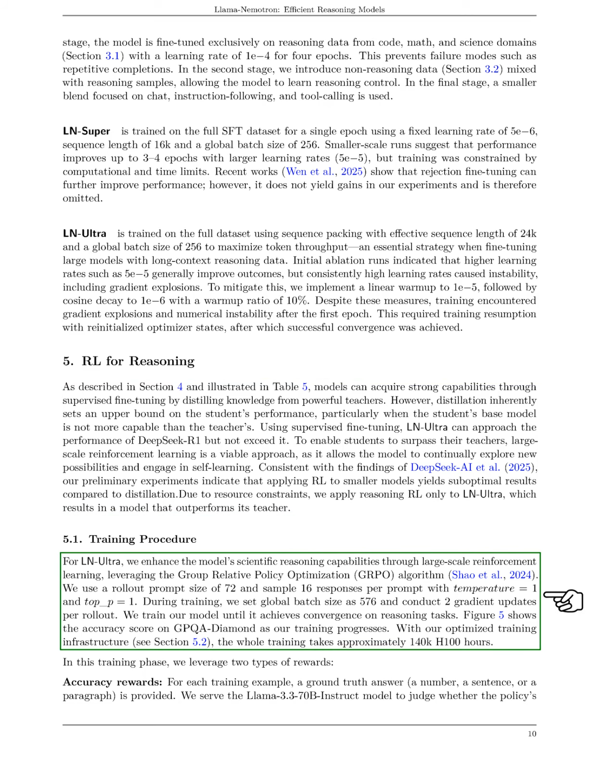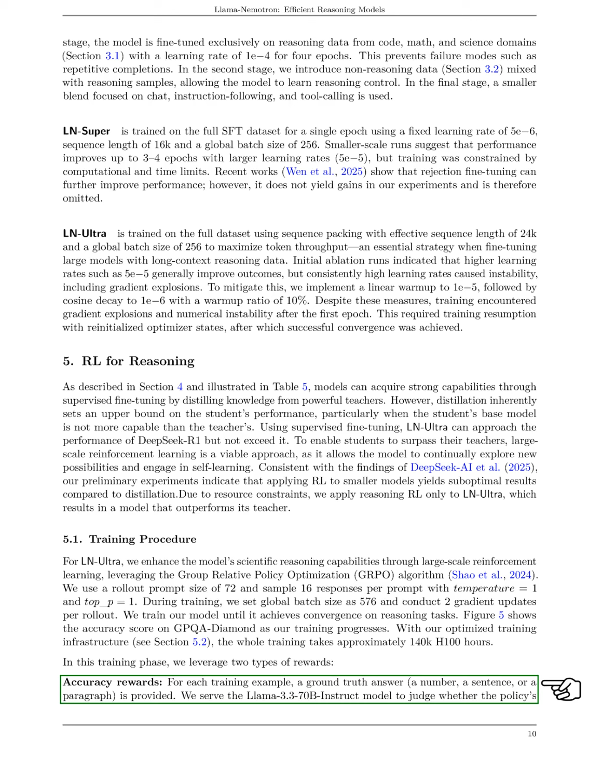For Llama Ultra, we enhance its scientific reasoning skills using large-scale reinforcement learning with the Group Relative Policy Optimization (GRPO) algorithm. We set a rollout prompt size of 72 and generate 16 responses per prompt, using specific settings for temperature and top P. Our training involves a global batch size of 576 and 2 gradient updates for each rollout, continuing until the model converges on reasoning tasks. We track accuracy on GPQA Diamond throughout the training, which takes about 140,000 hours on H100 hardware.